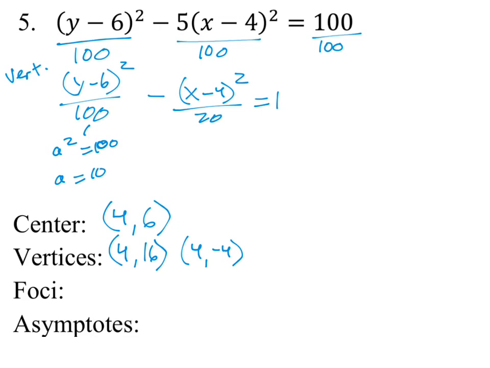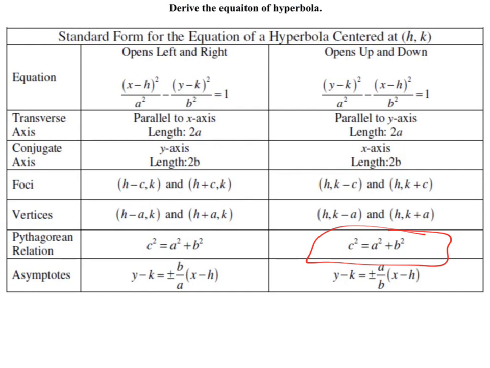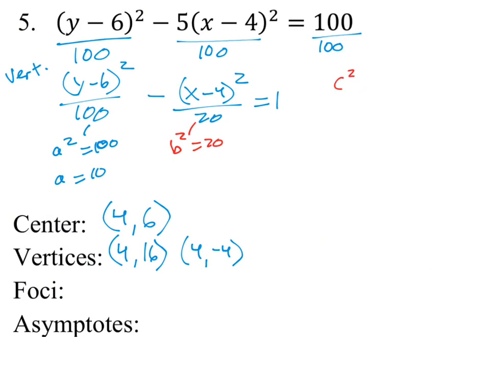Hooray! Now we need to get our foci, and might as well change colors at this point. To get your foci, you're going to need c, and this does not give us c yet. You have to figure it out. Luckily, you know that this one is b squared, and if you look at your little note card here, c squared is a squared plus b squared, just like the normal Pythagorean theorem. So we got c squared is 100 plus 20. We got our a squared and b squared values. Plug them in. So c squared is 120, which means c is the square root of 120.